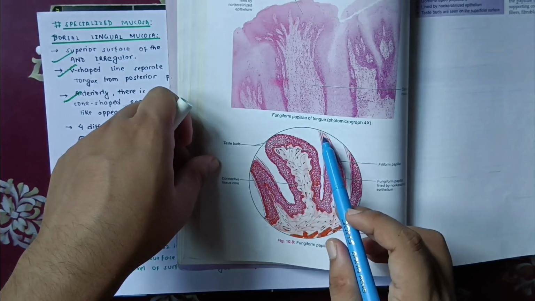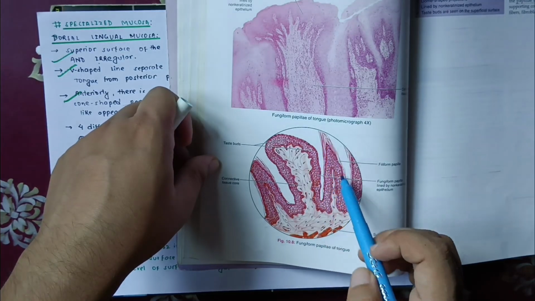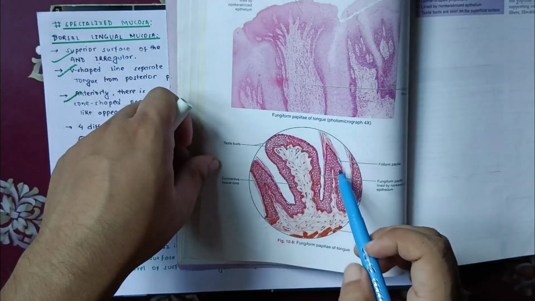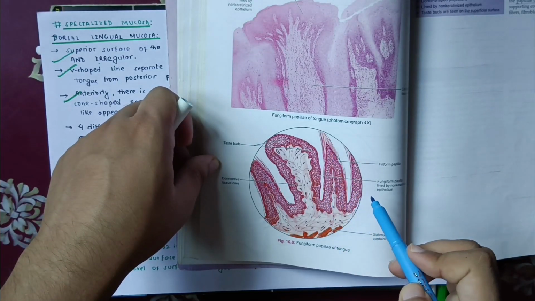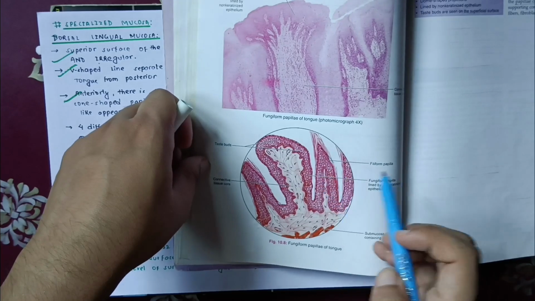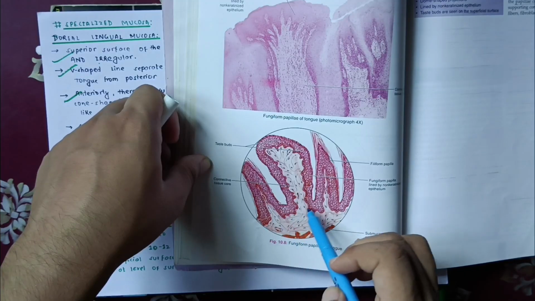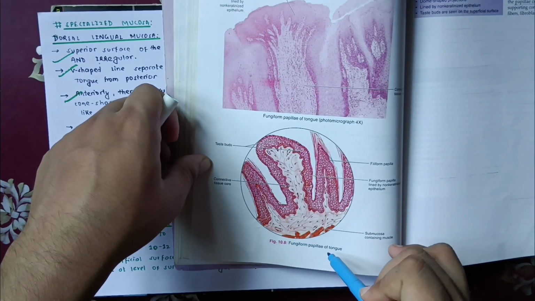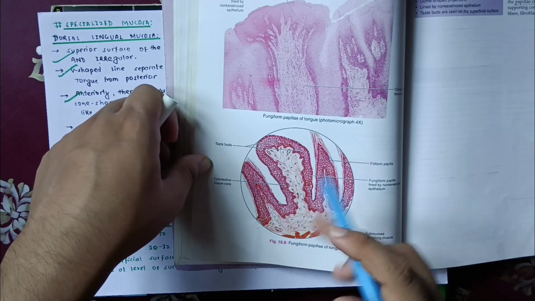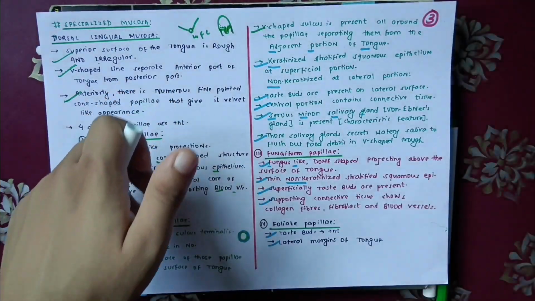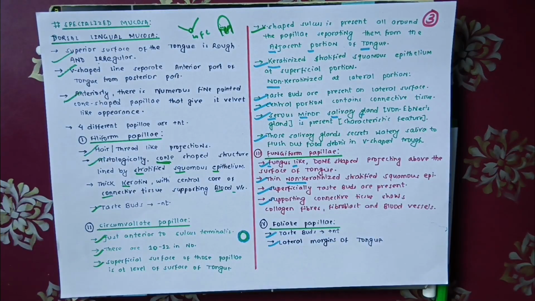And keratinization is present there; we can see the keratinization. This is a filiform papillae, and this particular one is the fungiform papillae. So now I think we are clear with all those papillae and about the non-keratinized epithelium.